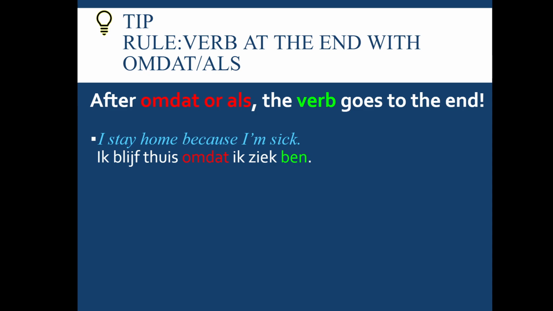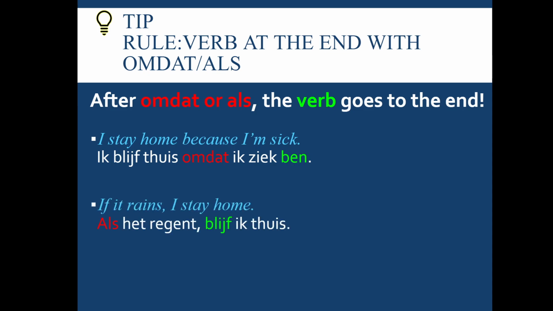And if you use als, meaning if, the verb also goes to the end. Example: als het regent, blijf ik thuis. If it rains, I stay home. So, remember, after omdat or als, put the verb at the end.